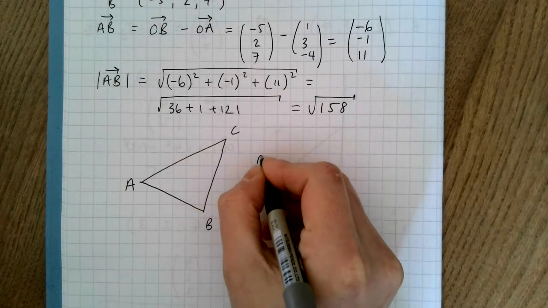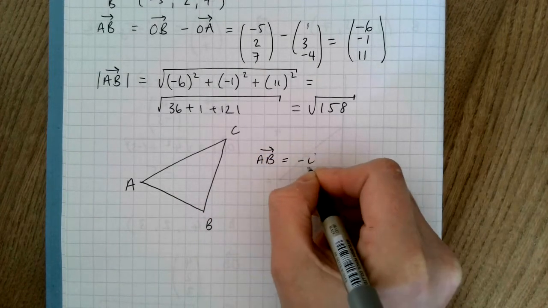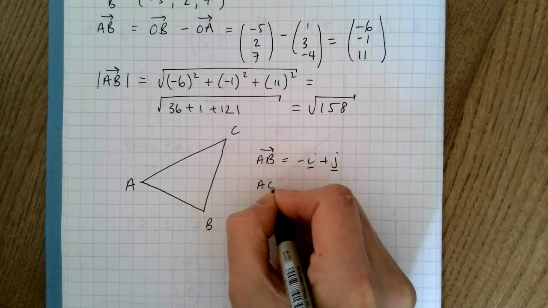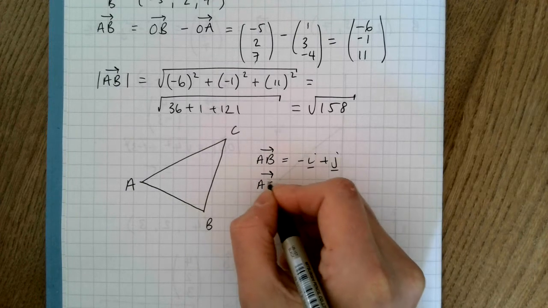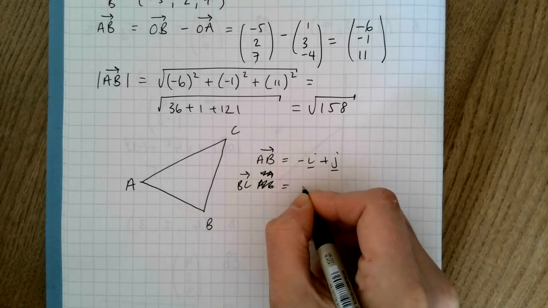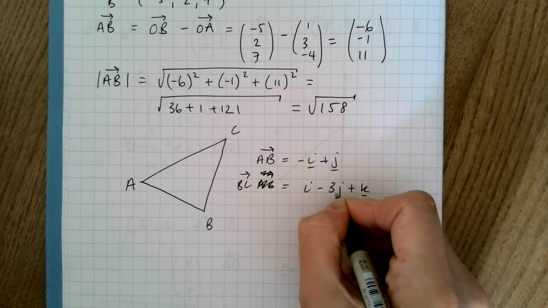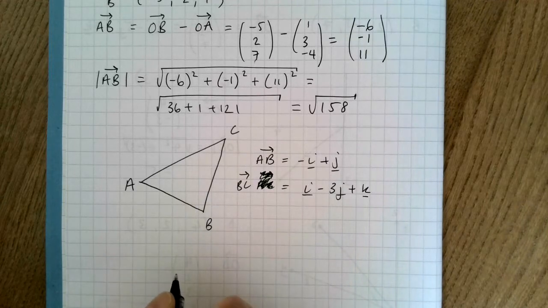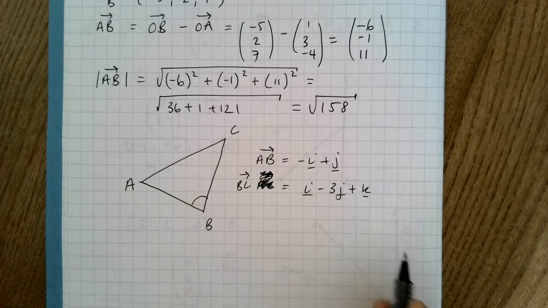So if the vector AB is minus i plus j, and the vector BC is i minus 3j plus k. And they want us to find the angle ABC, so this one here. All right, so that's the information that we're given.